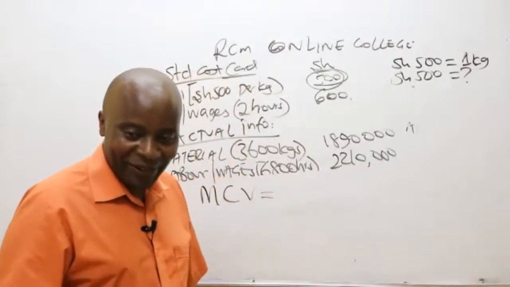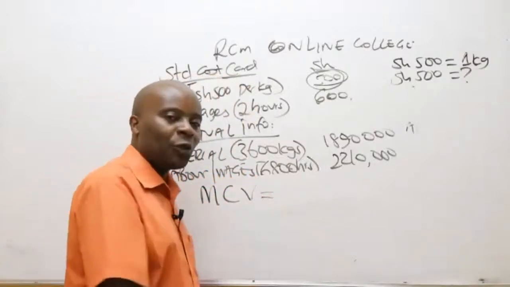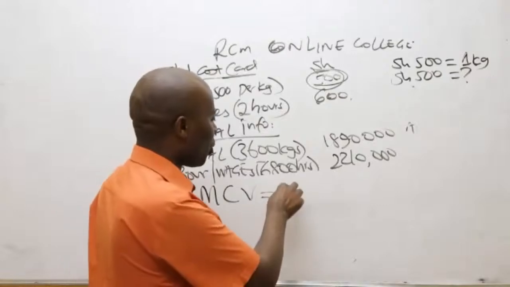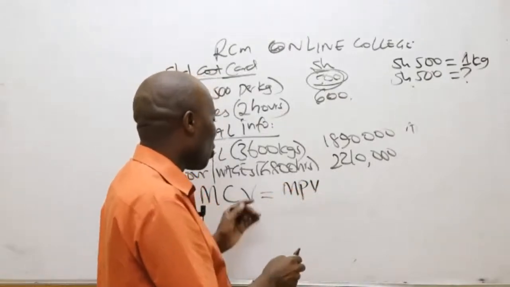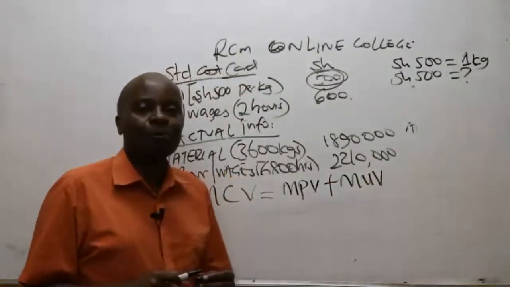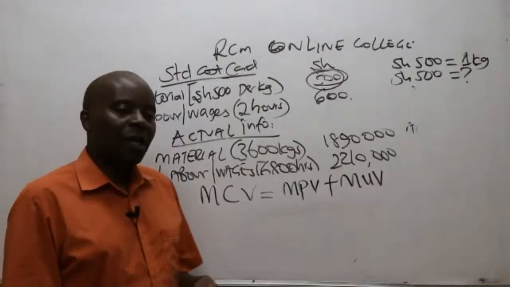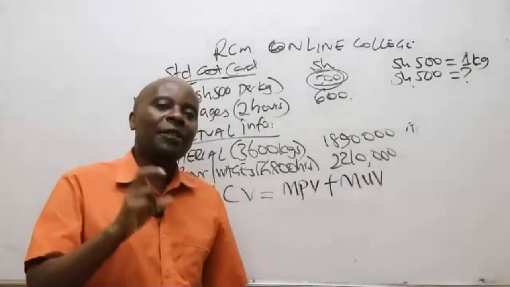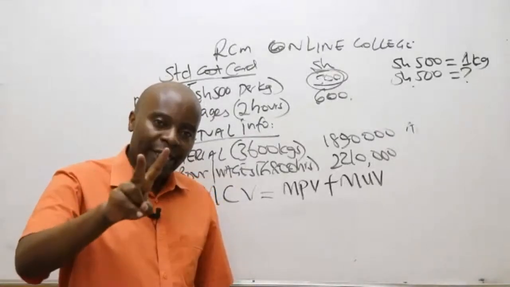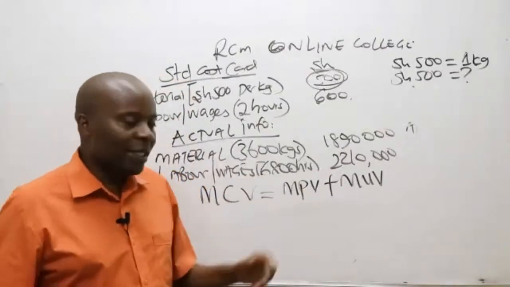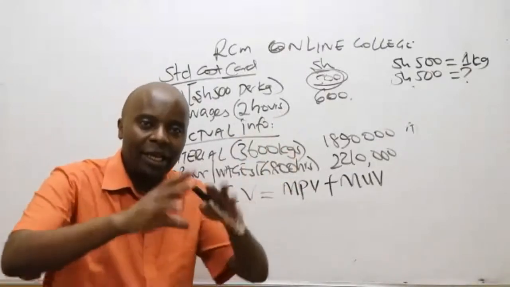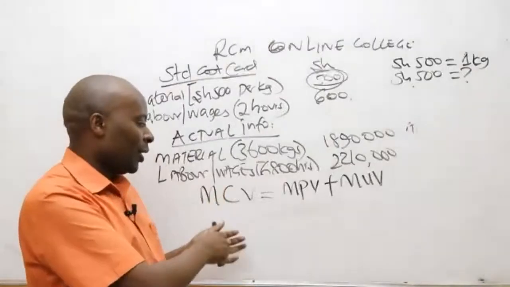Now, ladies and gentlemen, there are 2 ways that you can make use of to get the material cost variance. You could say material cost variance equals material price variance plus material usage variance. Remember, we started by saying that material cost variance has 2 components: the material price variance and the material usage variance. The components put together should give us the mother, which is your material cost variance.